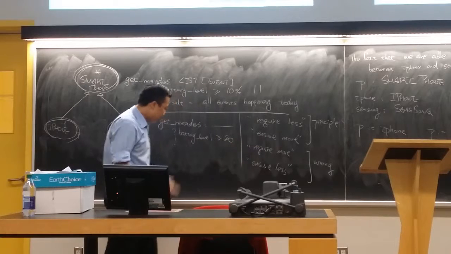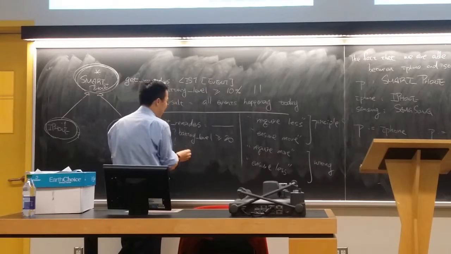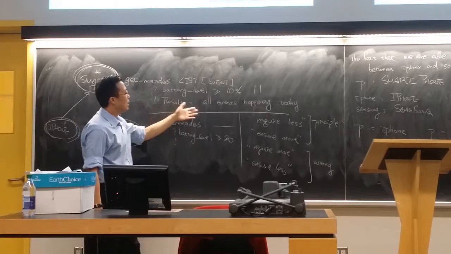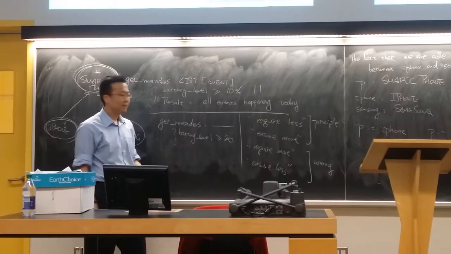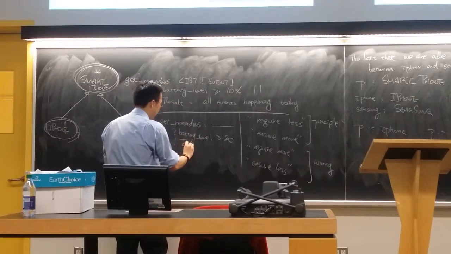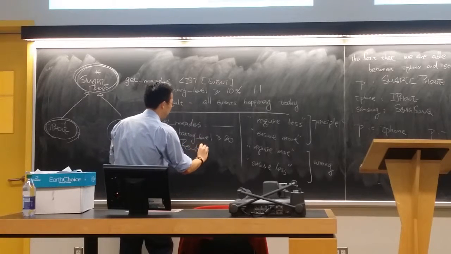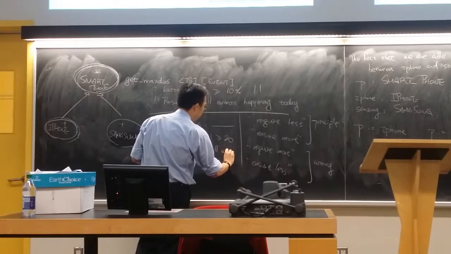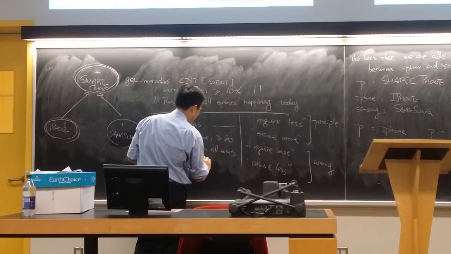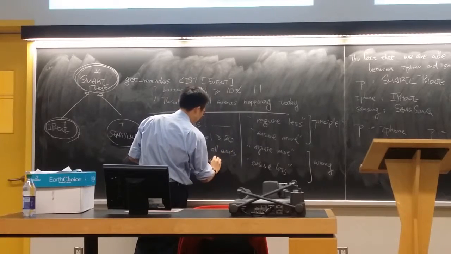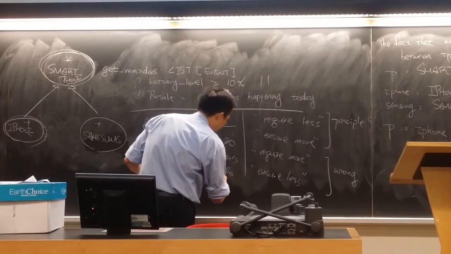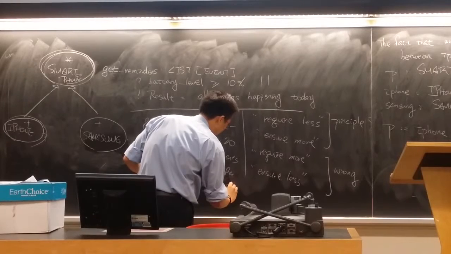One example for ensure less. Let's say we used to say you should get all events happening today. One possible postcondition can be: result is equal to all events happening after 12 p.m. today.